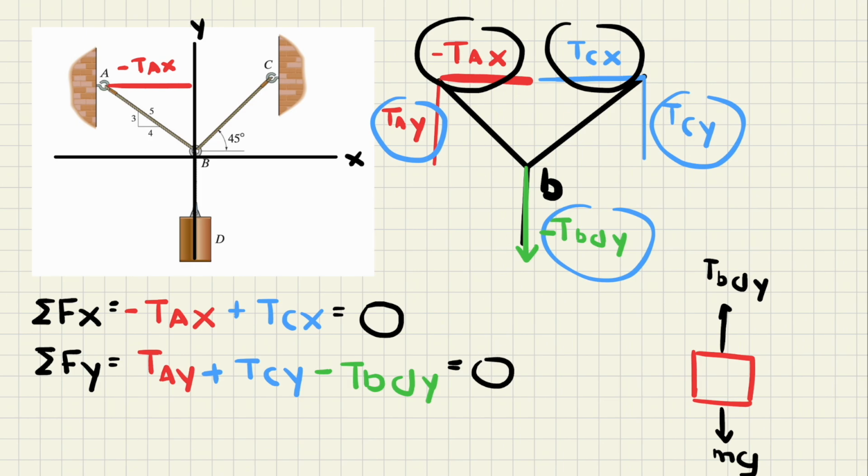Now we also have from our second free body diagram this over here. So this is the sum of the forces in the y direction. And it states that TBDY minus mg is equal to 0.